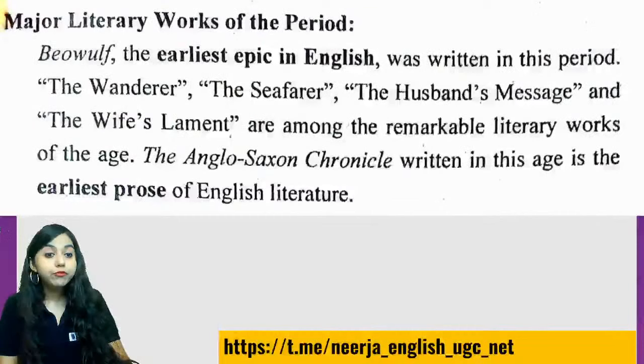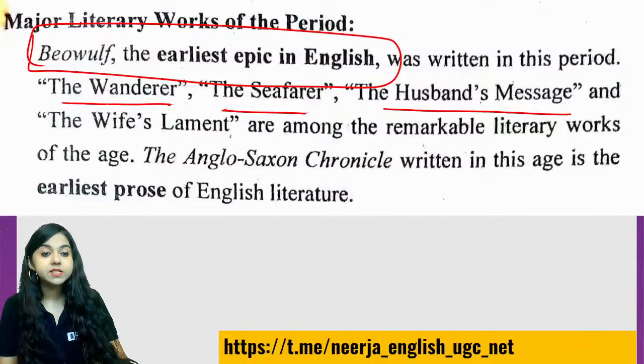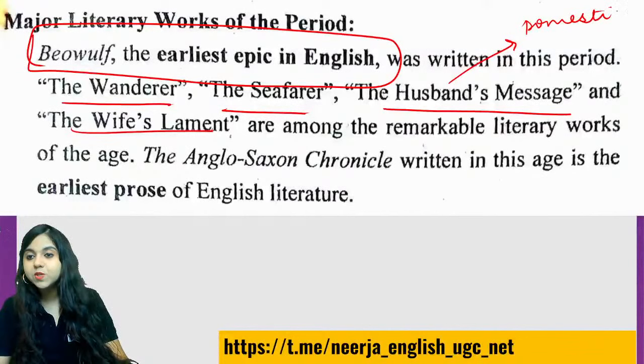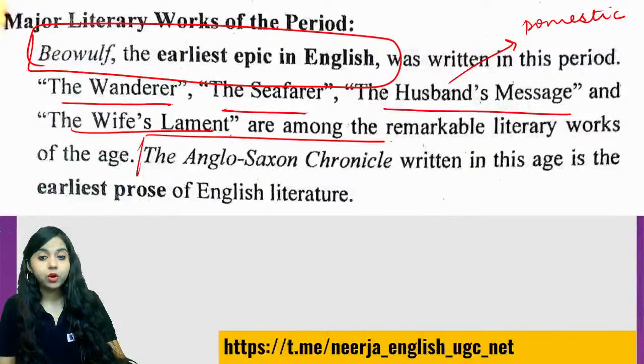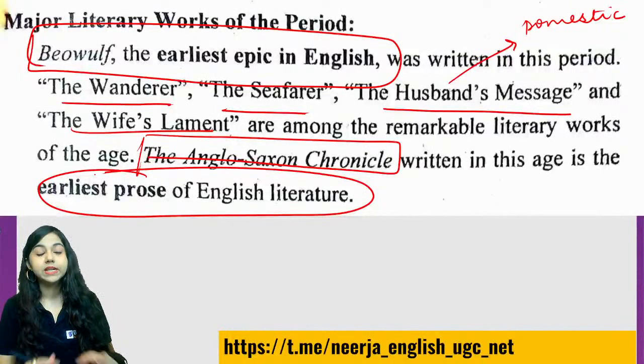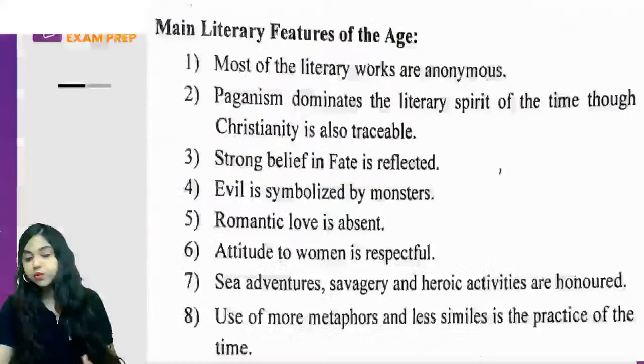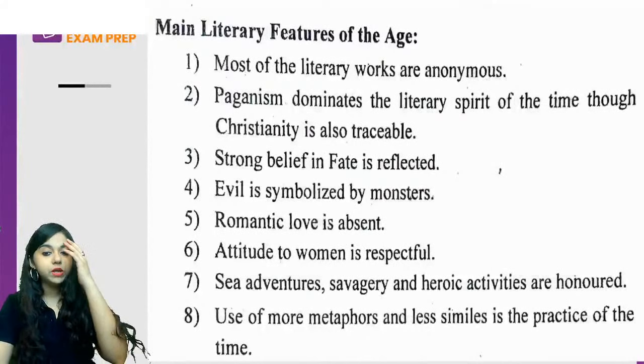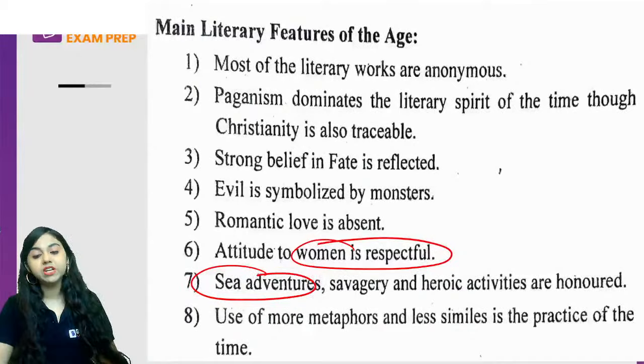Wanderer, Seafarer, Husband's Message, Wife's Lament. Remember we said domestic writings. These works with domestic themes are also emerging during this period. And the Anglo-Saxon Chronicle is an early example of prose writings. That's the diversity of works that we are able to see. That is something we have to keep in mind. Women are treated in a very respectful manner. There are adventures that we are able to see.